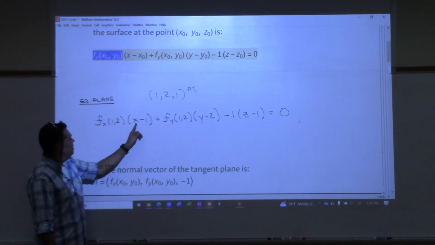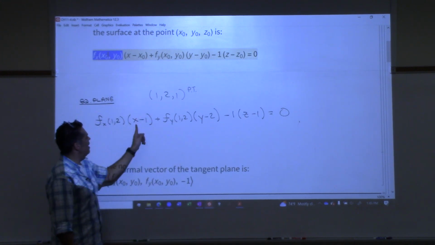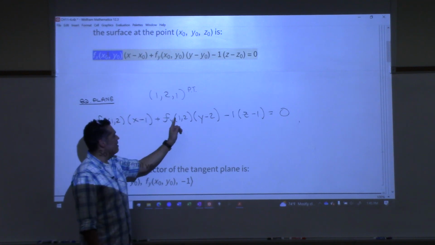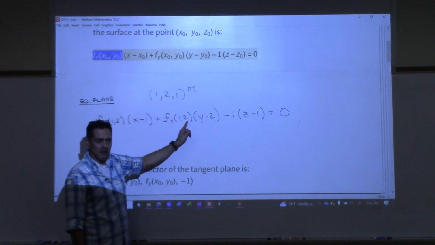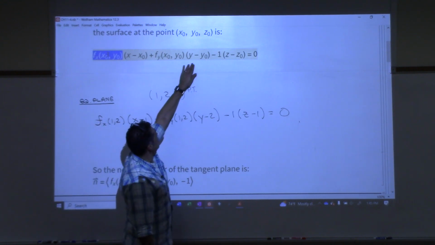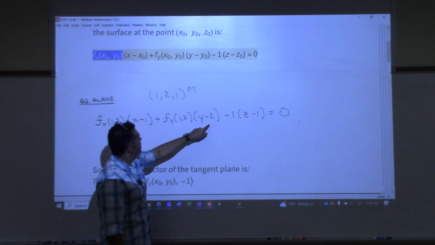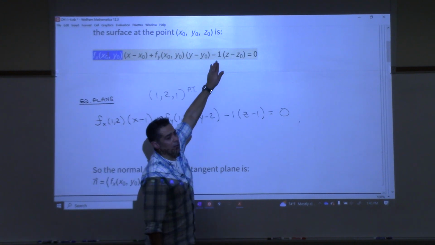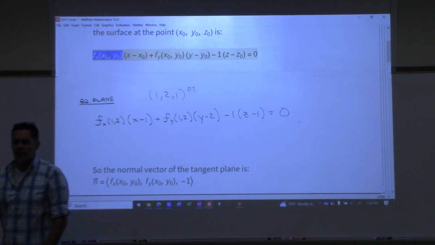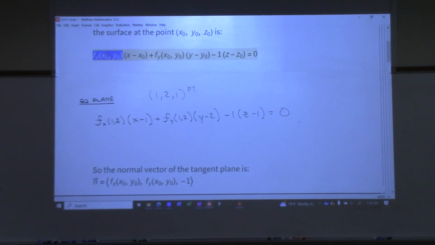So I use the formula x minus x naught, x minus 1, plus now I take the partial with respect to y and then plug in the x and the y value, 1 and 2. Put that number in front of y minus y naught. Here's our 2. And then negative 1 will always be there. And then z minus z naught. Any questions on where that is coming from?